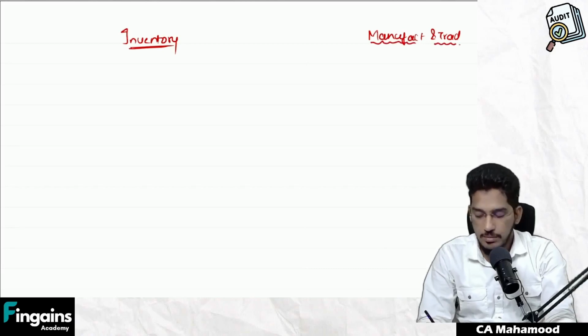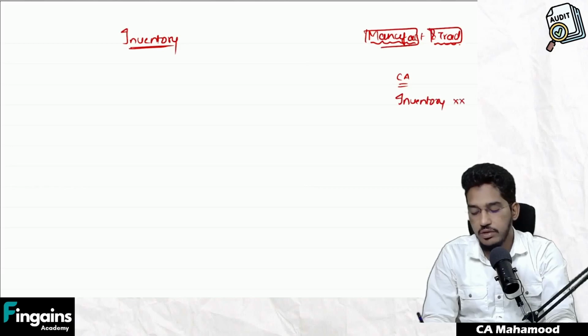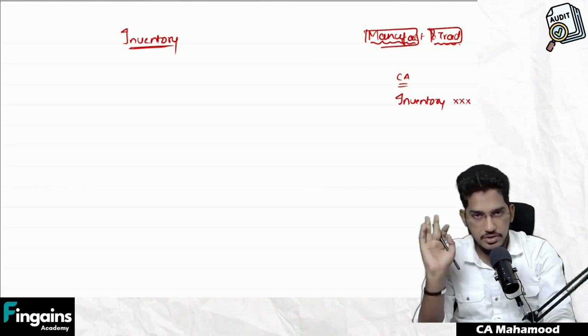And when you have a look at the balance sheet of some companies, on the assets side under the current assets category, in almost all manufacturing and trading entities, one main asset which you will always be able to find is what? Inventory. There will be inventory in the balance sheet.